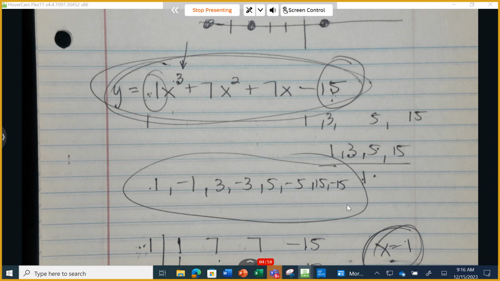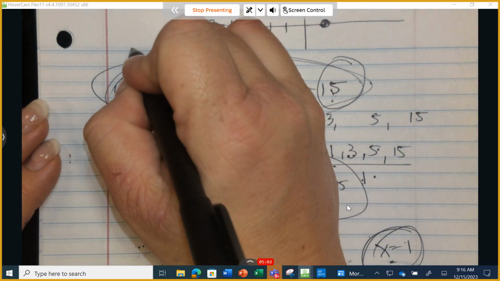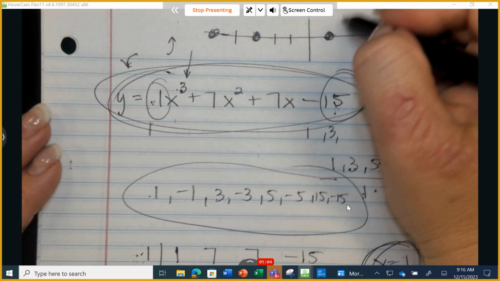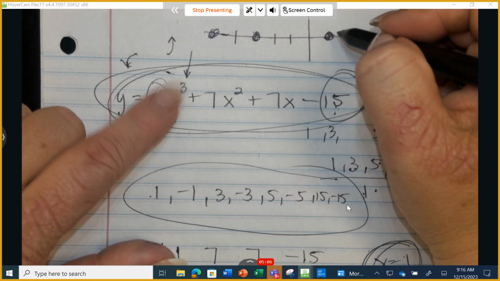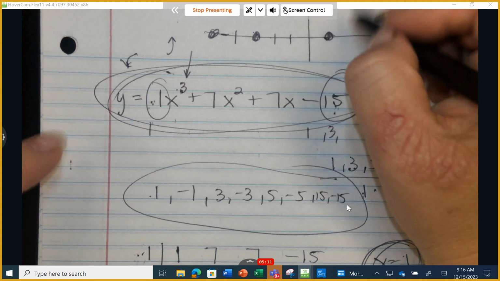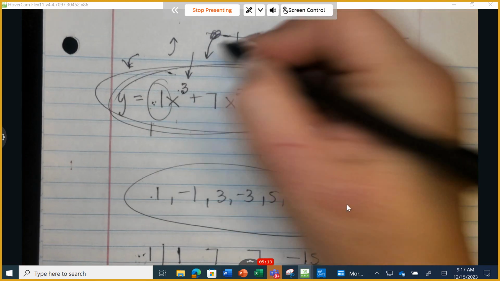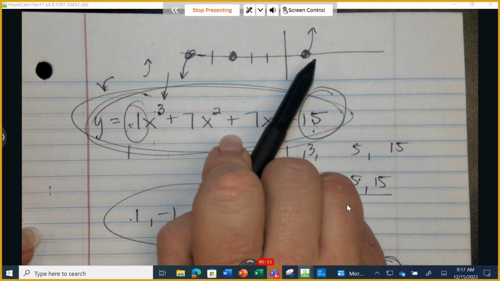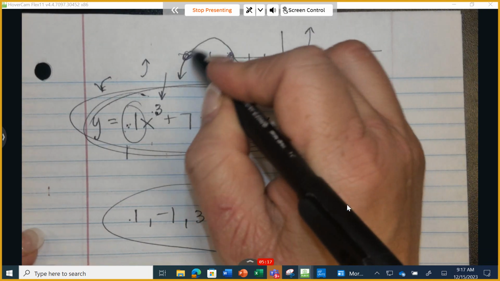Turn to your partner. Right hand is up, left hand is down. Right hand is up, left is down. So I'm going to use that information. Listen to me again. This will be helpful for your test. Odd degree, leading coefficient positive. Right is up, the left is down. Now, how do I sketch this graph? Done.